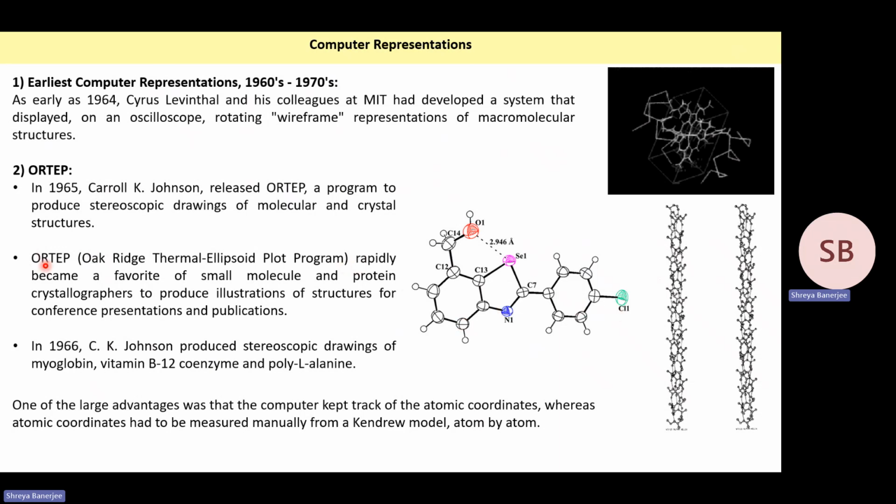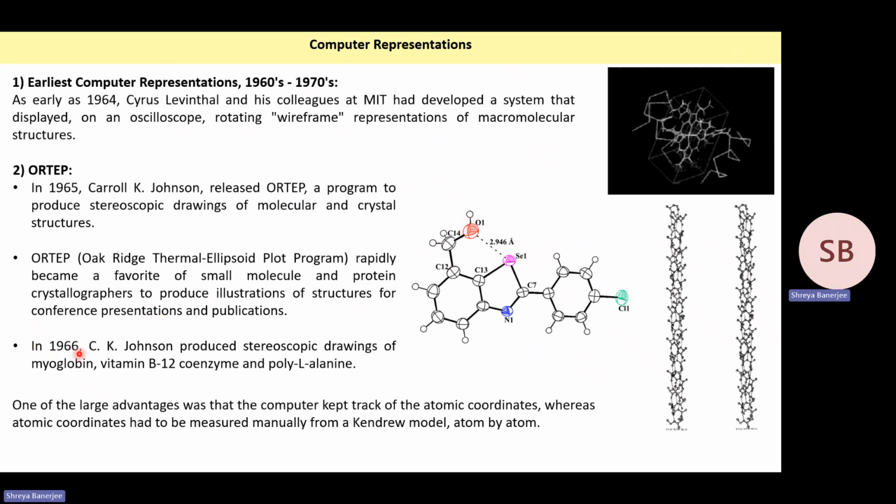And this ORTEP rapidly became a favorite of small molecule and protein crystallographers to produce illustrations of structures for different conference presentations and publications. So you can see this kind of a structure. Different atoms were differentiated. So the program would tell you which is a carbon, which is oxygen. The program can also tell you what is the distance between atoms and so on.